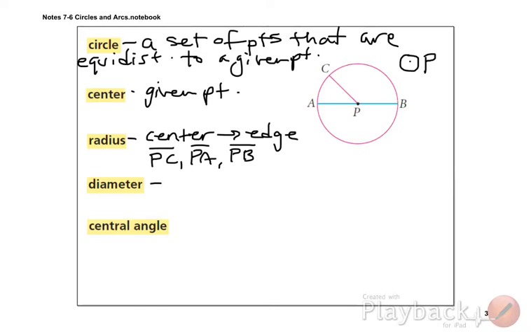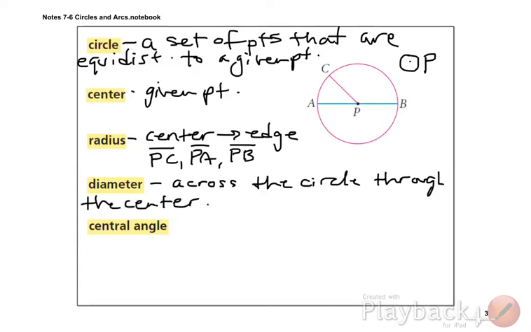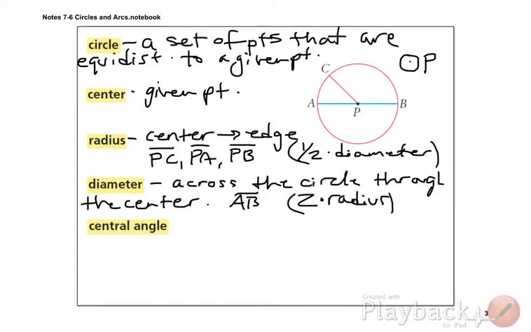Next we have diameter. Diameter is all the way across the circle, and it has to go through the center. In this example, segment AB would be the only diameter. Notice the diameter is always 2 times the radius, and the radius is always exactly half the diameter. A couple of extra notes to write down.